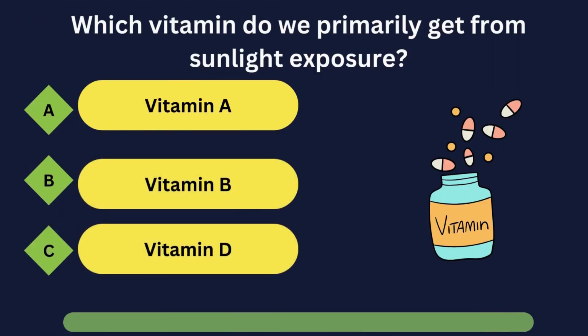Which vitamin do we primarily get from sunlight exposure? A. Vitamin A. B. Vitamin B. D. Vitamin D.